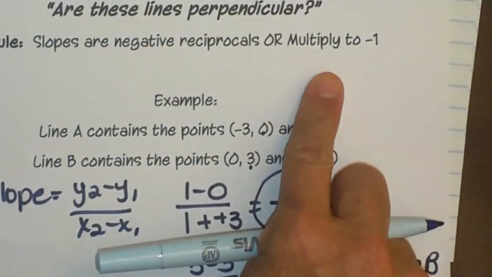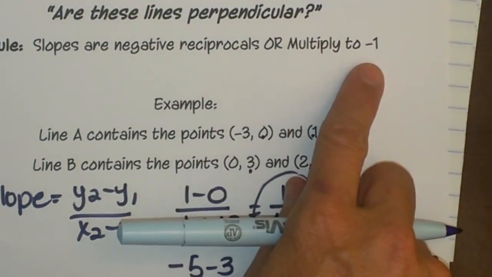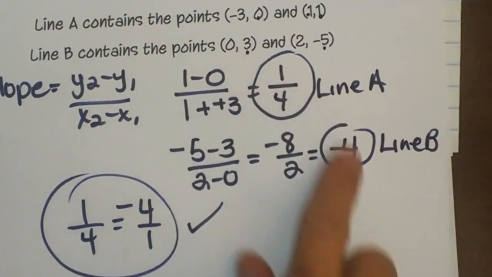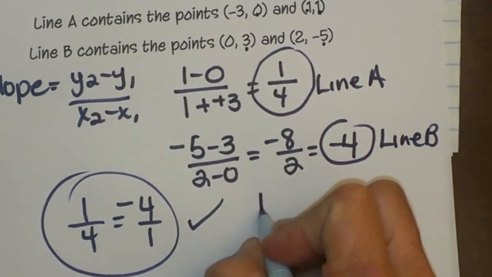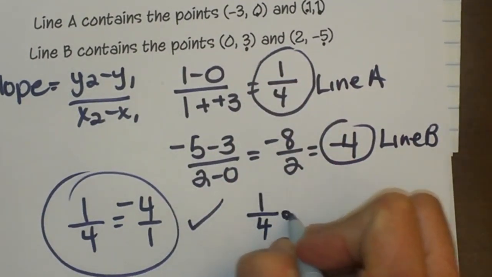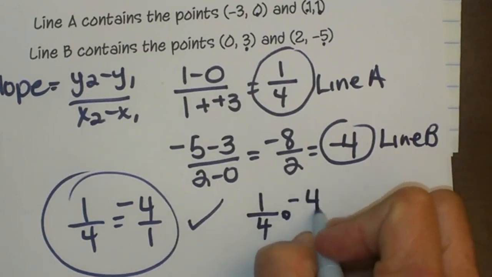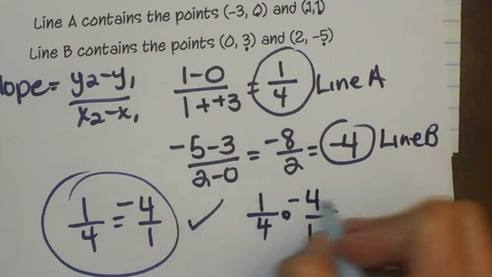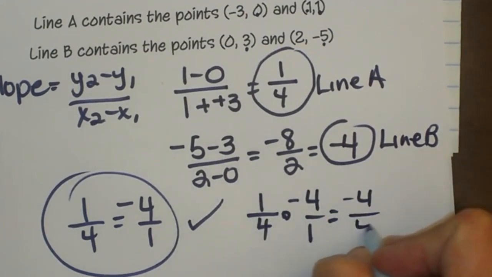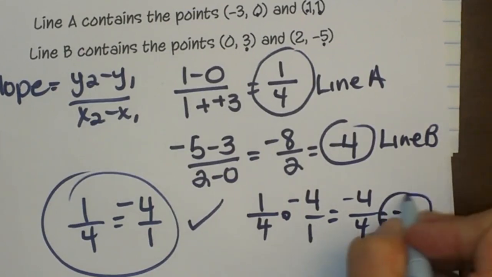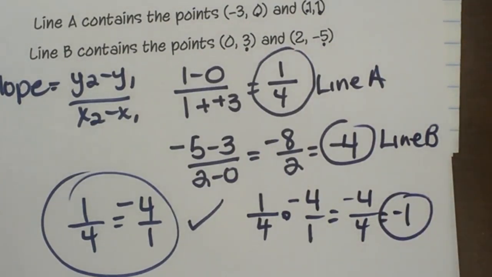Let's do the second test. The second test is that they multiply to -1. So let's just multiply these two slopes together. 1/4 times -4 over 1. And that gives me -4 over +4, which is -1. Sure enough, that works too. So you've got two ways to check it.